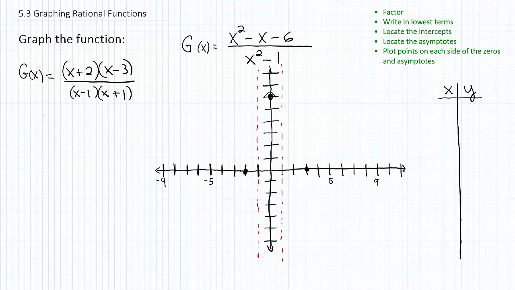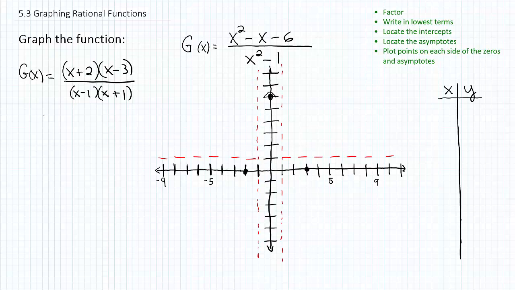Since the degree of the numerator and the denominator of the function are the same, x squared over x squared basically for the leading terms, it's the ratio of the leading coefficients. This is going to be 1 over 1, or in other words, 1. So at y equals 1, we have a horizontal asymptote.